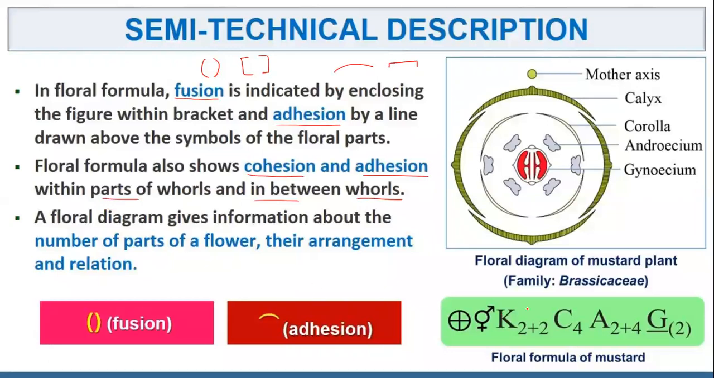So let's understand this part. When you look at this here, gynoecium, G, below G there is a line, so it indicates that G is superior, so it is a superior ovary. It has two carpels, and both the carpels are fused. When there is a bracket, it indicates that it is fused. So this is the most important symbol for fusion, and this is the most important symbol for adhesion.